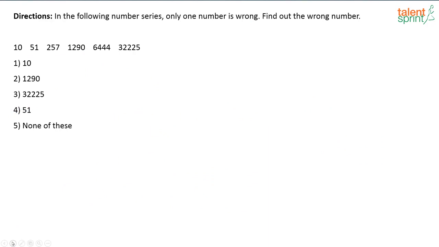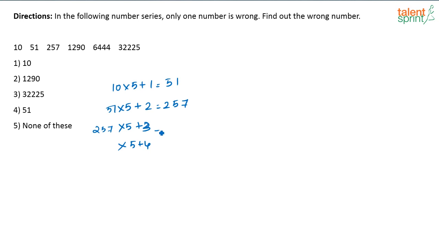Next question. The next question is on finding the wrong number in the given series. So try and find the wrong number. So what is the logic that has been followed here? See, 10 into 5 plus 1, that is equal to 51. 51 into 5 plus 2, that is equal to 257. That is multiplied by 5 plus 2, multiplied by 5 plus 3, right? Multiplied by 5 plus 4, and so on. That's the pattern, right? So you will have 257 into 5 plus 3. Now this is nothing but 1288.